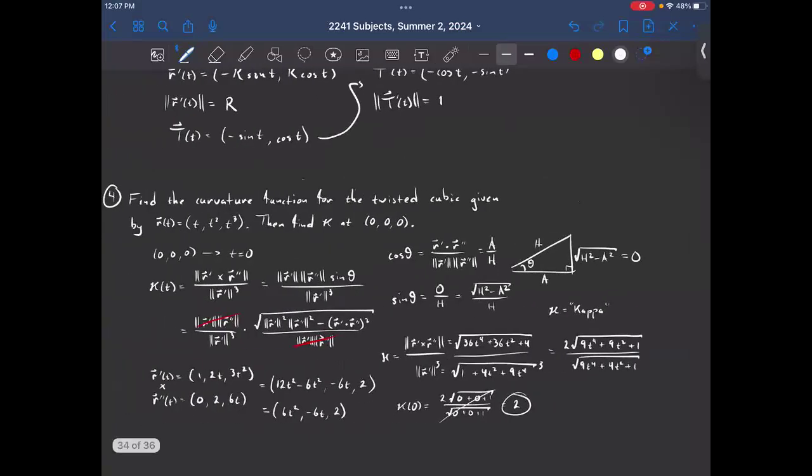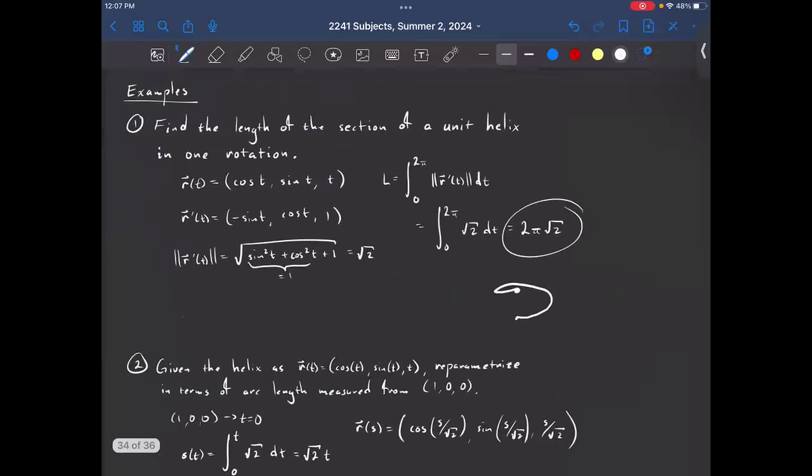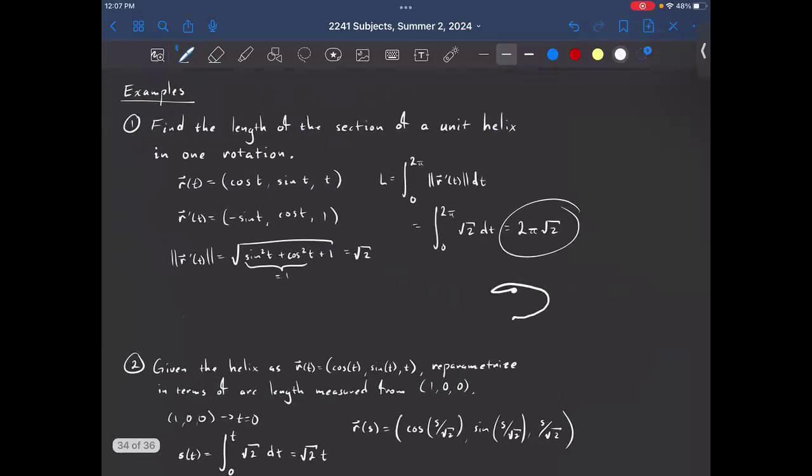Okay, so that's our first examples video. I'll continue with examples 5 through 8 in the next video, where we'll do a little bit more computation with tangent, normal, and binormal vectors.